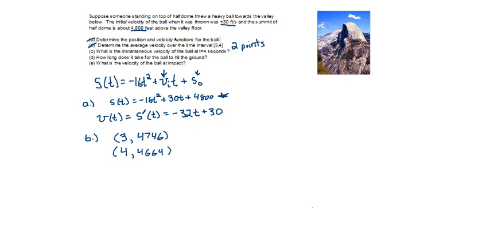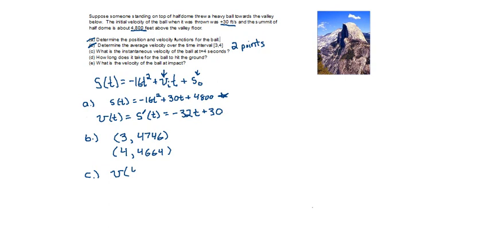Next, letter C. What is the instantaneous velocity of the ball at t equals 4 seconds? So this time it's instantaneous velocity, not average velocity, and since it's instantaneous, it's the slope at one point, which is basically the definition of the derivative, which we already did. It's the velocity at t. So we're going to be doing the velocity function, and we want to know it at 4 seconds.